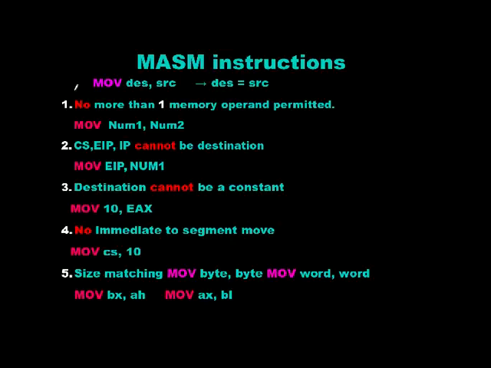So how many rules for the move instruction? 5. See why I told you you have to do lots of reading in assembly? We have to know this. Not just knowing the move instruction. I have to know no more than one memory operand. I can't move to this. I can't have destination as a constant. And I think most of them make sense if you try to understand it. Size mismatch.